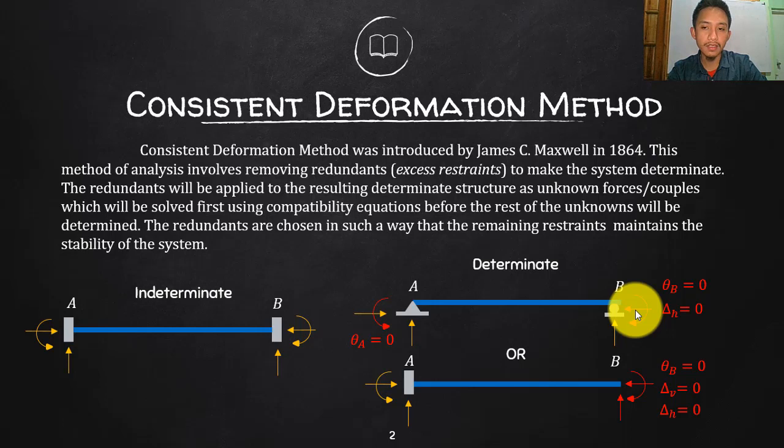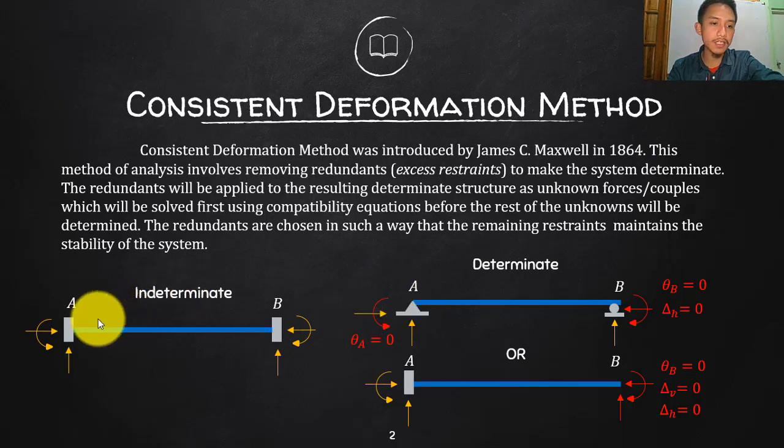So the question there is, how will I solve these 3 redundants that I removed? Again, as I said a while ago, we will create compatibility equations, and these compatibility equations will come from deformations. That's why we recall deformation in your module 1. What is deformation? These are the rotations and deflections.